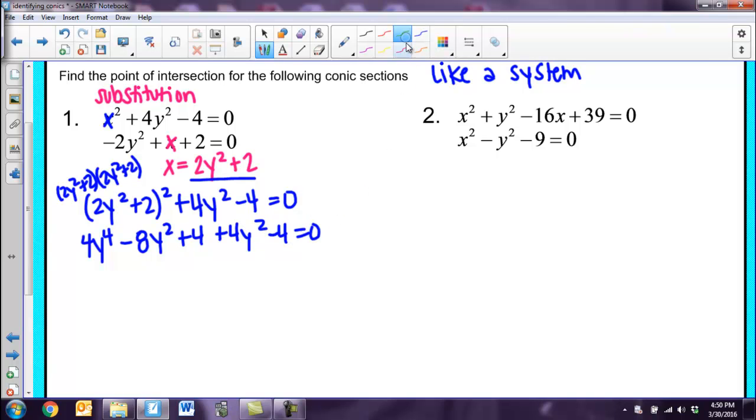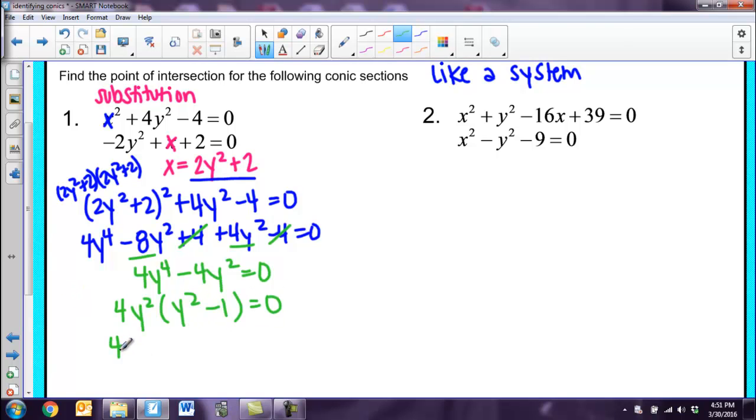I'm just going to go through this algebraically. My first thing I notice is that my 4's cancel. I'm going to add my like terms together. So I have 4y to the 4th minus 4y squared. I'm going to factor out my common thing in there, my GCF, so I can take out a 4 and I can take out a y squared, which leaves me with y squared minus 1. I'm going to see if I can factor any further, and I can. This is a difference of squares inside those parentheses.